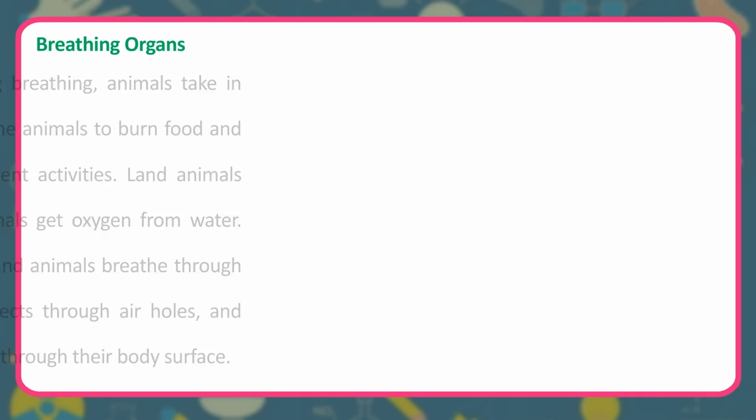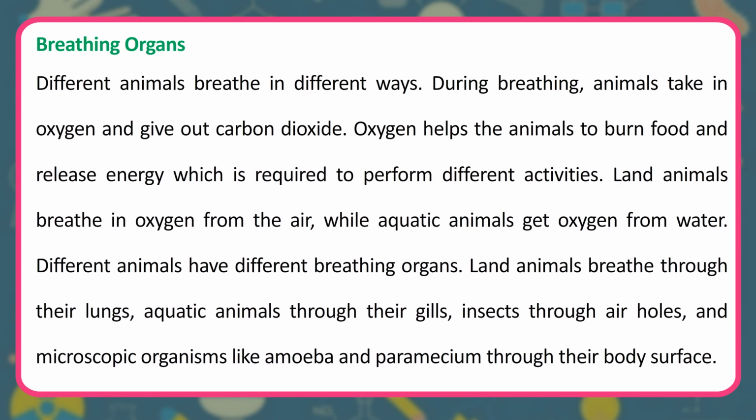Breathing organs. Different animals breathe in different ways. During breathing, animals take in oxygen and give out carbon dioxide. Oxygen helps the animals to burn food and release energy which is required to perform different activities. Land animals breathe in oxygen from the air, while aquatic animals get oxygen from water. Different animals have different breathing organs.